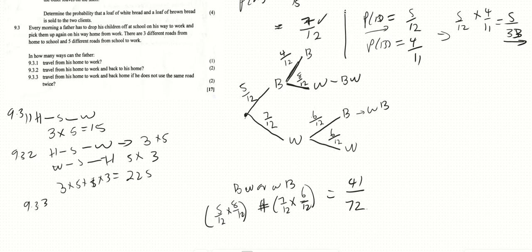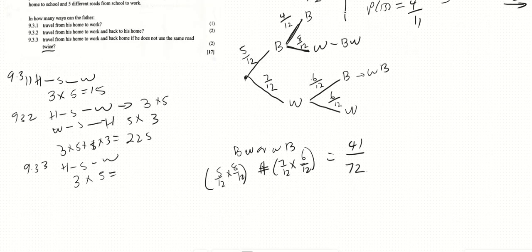Now traveling from home to work, then back home, if he does not use the same road twice. Now let's focus on this. Therefore, he can't use the same road twice, there's no repetition. In the earlier case, with repetition, the choices remained the same. Now he's going to move from home to school. He has never used any of the roads, so from home to school there are 3 choices, and from school to work there are 5 choices.